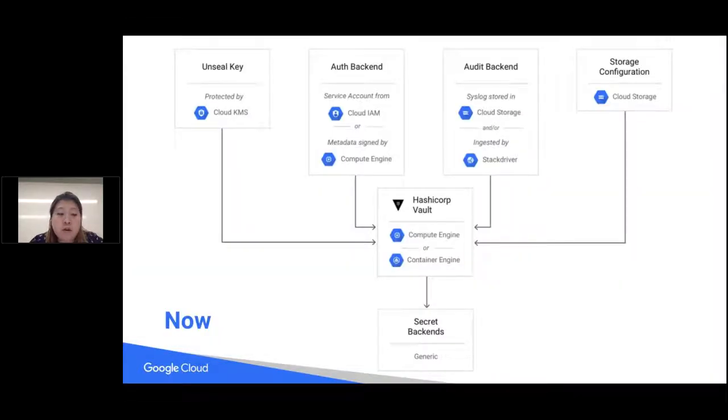So this is what a best practice deployment looks like now. We'll focus on the case where you're all in GCP and running a single shared Vault, but this deployment can vary, but this is the one we'll focus on for this webinar. So you start your server up in Compute Engine or Container Engine. You can store your secrets in cloud storage.